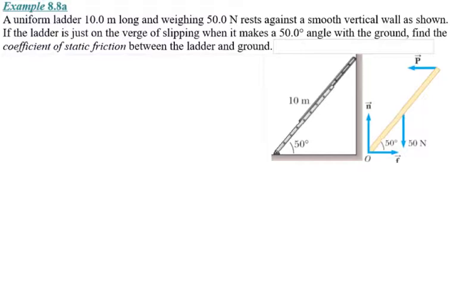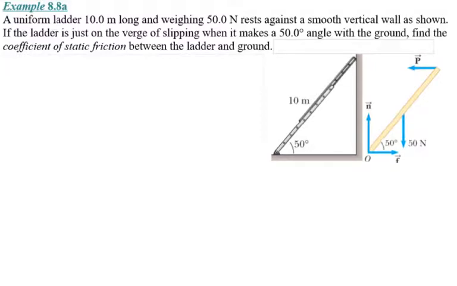Let's look at this question together. A uniform ladder 10 meters long and weighing 50 newtons, that means the mass is 5 kilograms, rests against a smooth vertical wall as shown. If the ladder is just on the verge of slipping when it makes a 50 degree angle with the ground, or with the horizontal, find the coefficient of static friction between the ladder and the ground.